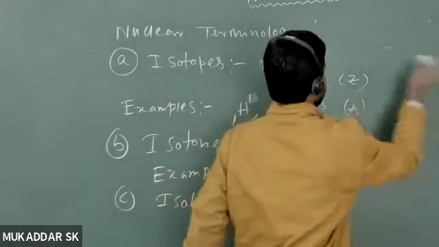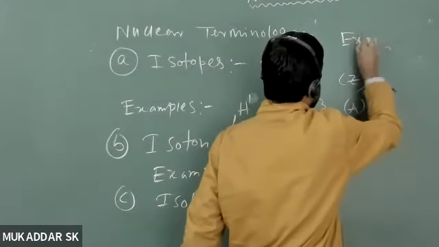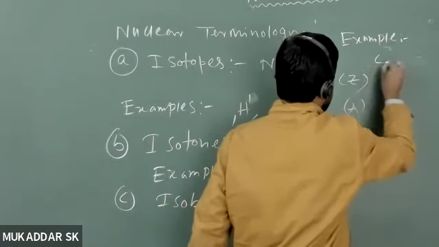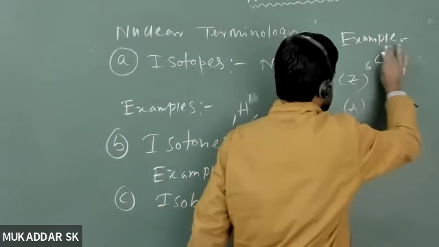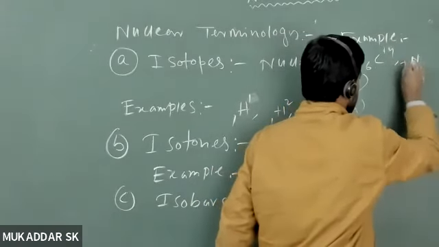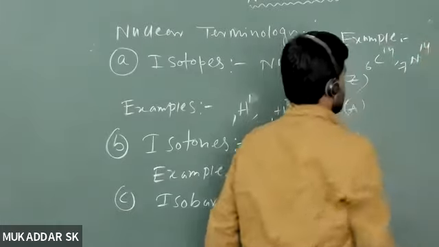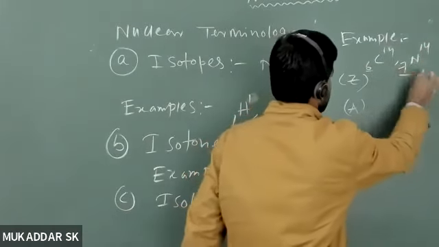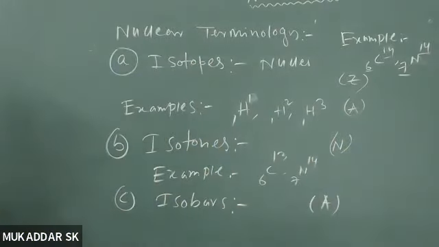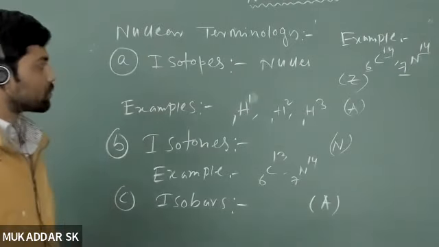For example, you have carbon, atomic number 6, mass number 14, and you have nitrogen, atomic number 7, mass number 14. So they have different atomic number but same mass number. So they are basically isobars. Okay.